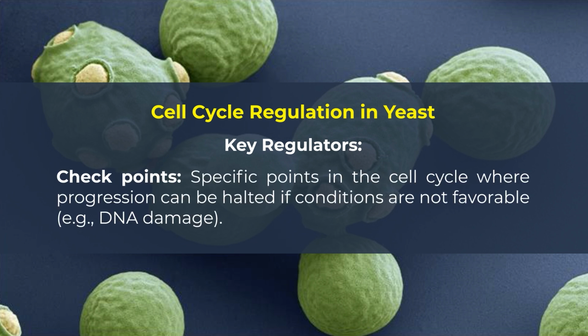Now, what are the checkpoints in the yeast cell cycle? Specific points in the cell cycle where progression can be halted if conditions are not favorable. For example, they check for DNA damage, right? So these are the checkpoints which check whether there is some damage or abnormality, so that the further cell cycle is stopped.